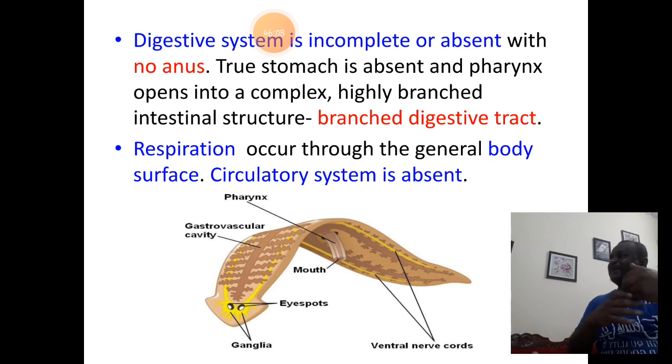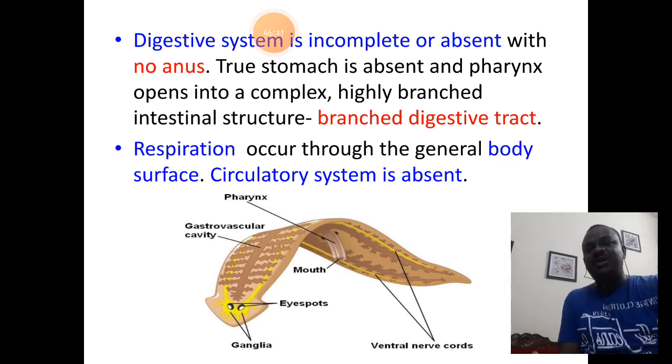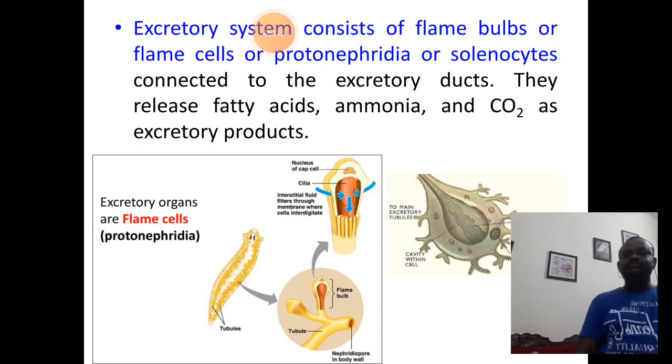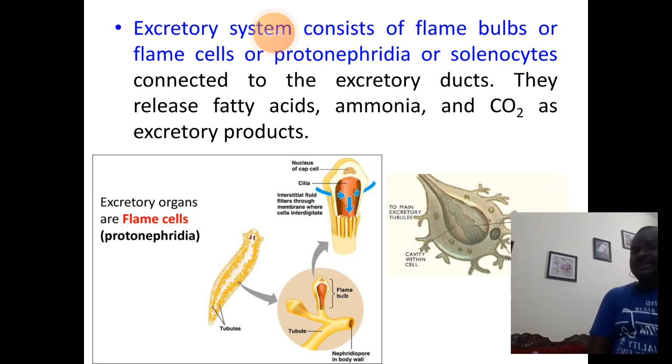And the respiratory system is absent because it doesn't involve many of the organs. It directly takes place through the body surface by the diffusion process. Circulatory system is totally absent in flatworms. The next important feature is the excretory system.